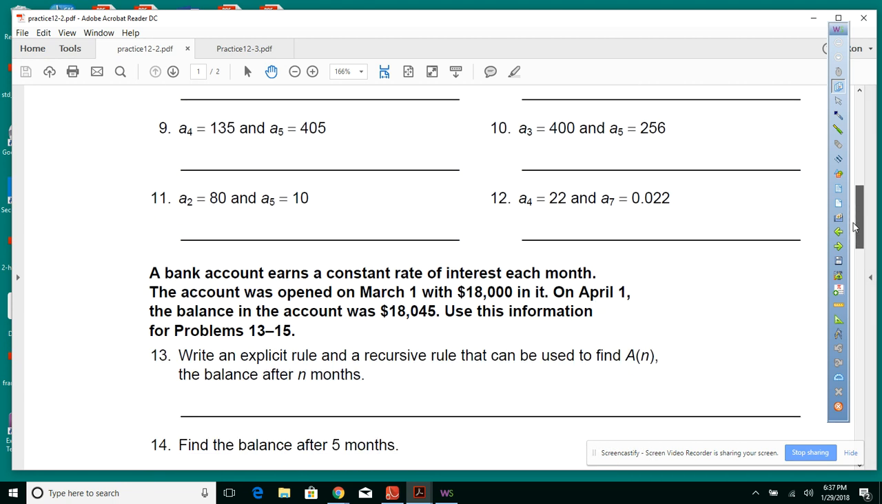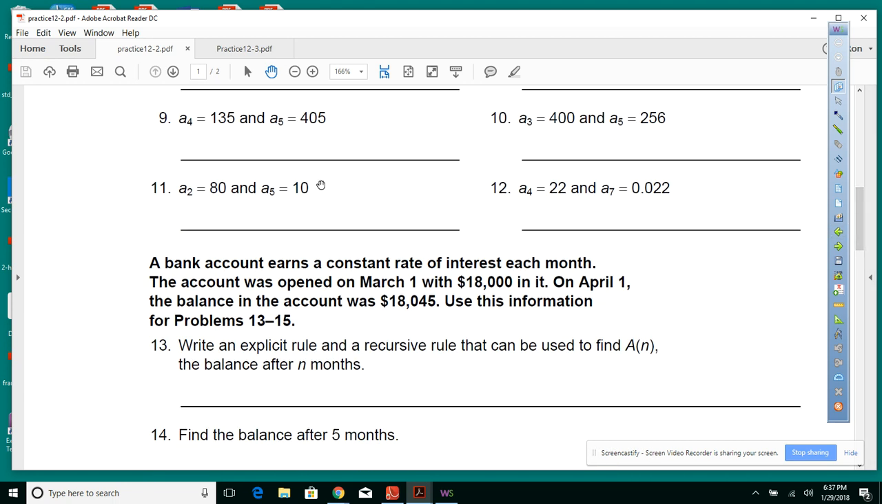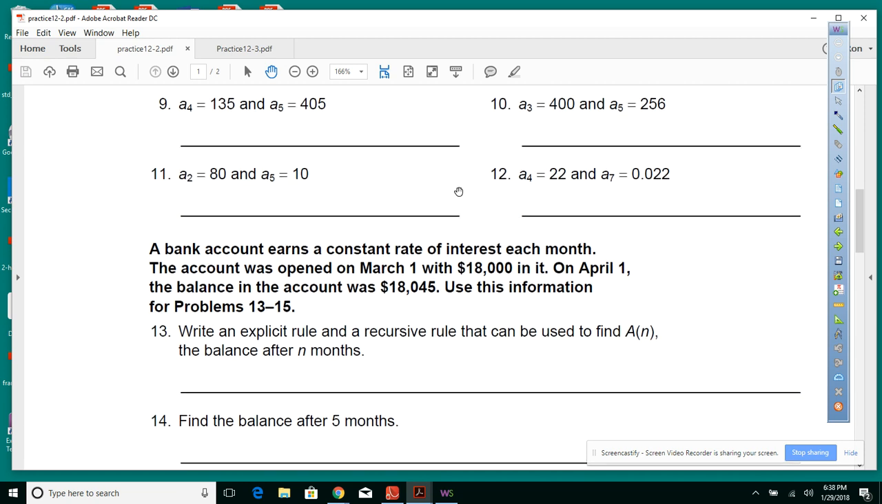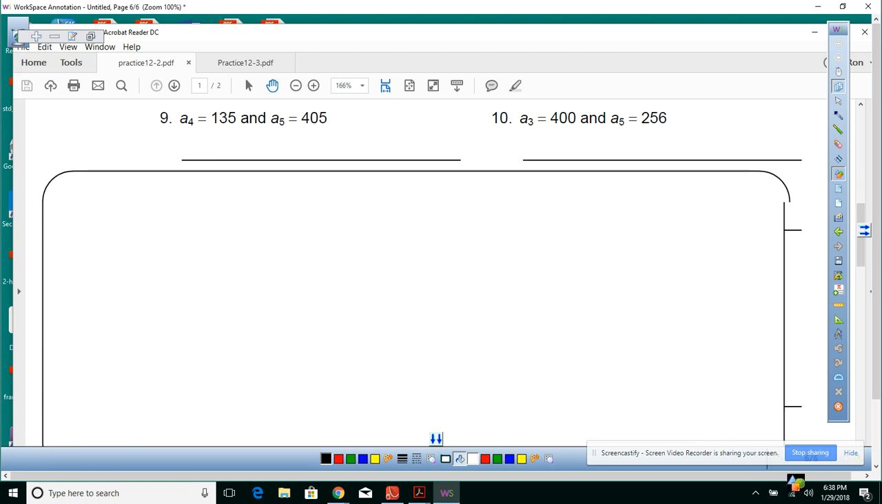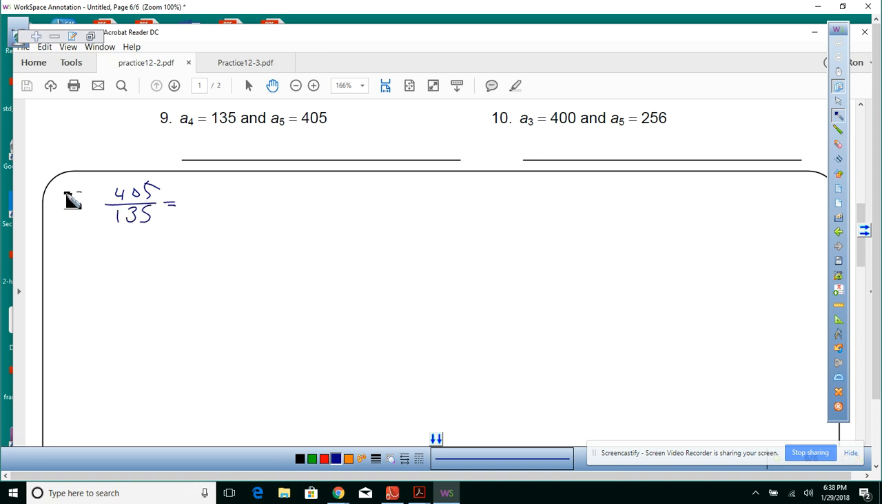Roll that up. Let's see, that was number 9. Let's see, number 9. What are we doing here? We're going to have to find some stuff out. We got a to the 4th and 8. So we got 405 divided by 135. And we're trying to find r.